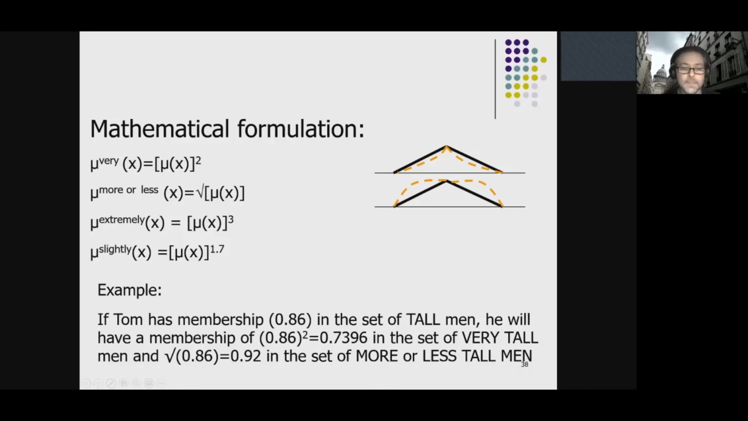So for example, I have a simple example here to show you how it works. If Tom has membership 0.86 in the fuzzy set tall man, he will have a membership of 0.86 to the power of 2 in the set of very tall men, and a membership degree of 0.92 in the set of more or less tall men. Okay, all these things can be managed by fuzzy logic in a very clear way.